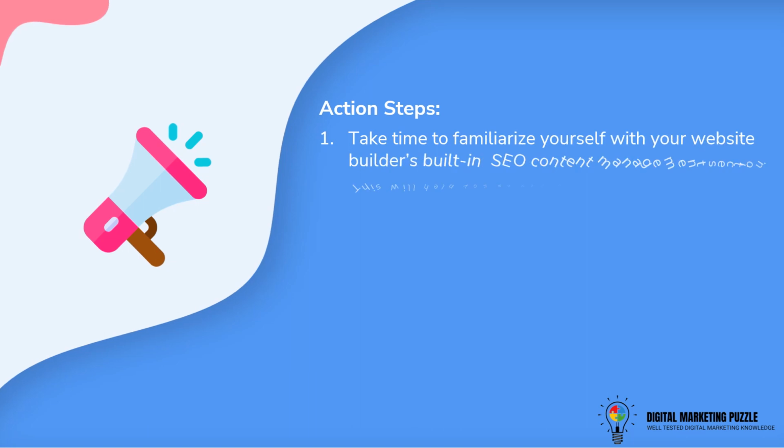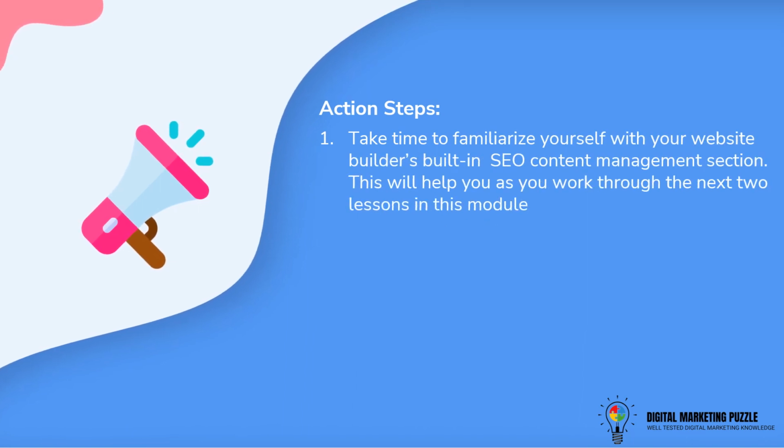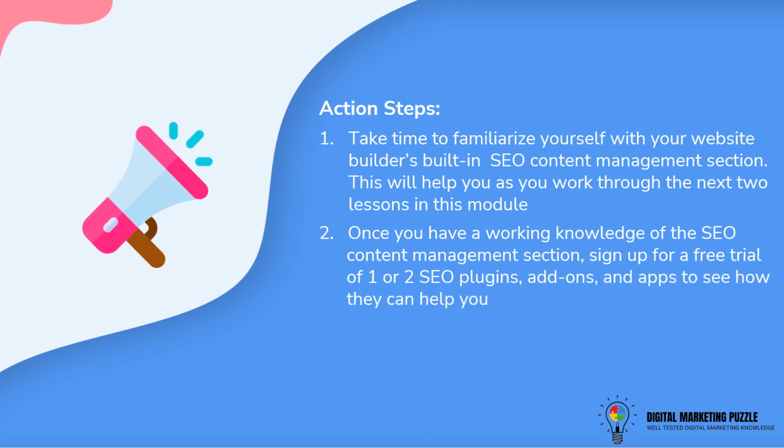Action steps. 1. Take time to familiarize yourself with your website builder's built-in SEO content management section. This will help you as you work through the next 2 lessons in this module. 2. Once you have a working knowledge of the SEO content management section, sign up for a free trial of 1 or 2 SEO plugins, add-ons, and apps to see how they can help you.